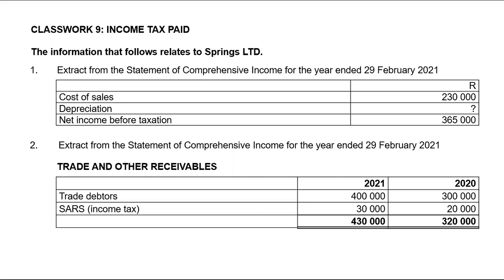For this example of classwork here, we are given information that relates to Springs Limited, an extract from the statement of comprehensive income. We are given profit before tax of 365,000, and obviously that 365,000 is before tax. So we need either a tax rate or some information that will enable us to calculate income tax for the year.